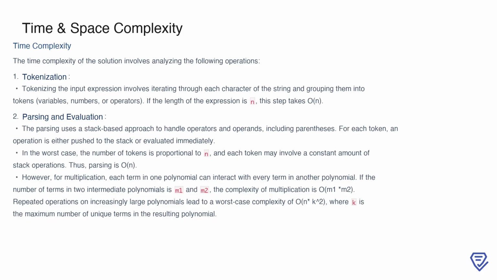When multiplying two polynomials, each term in one polynomial has to interact with every term in the other. If the two intermediate polynomials have m1 and m2 terms respectively, this operation takes m1 asterisk m2 time. As we repeatedly evaluate and multiply larger polynomials, the worst-case complexity becomes k squared, where k represents the maximum number of unique terms in the resulting polynomial.